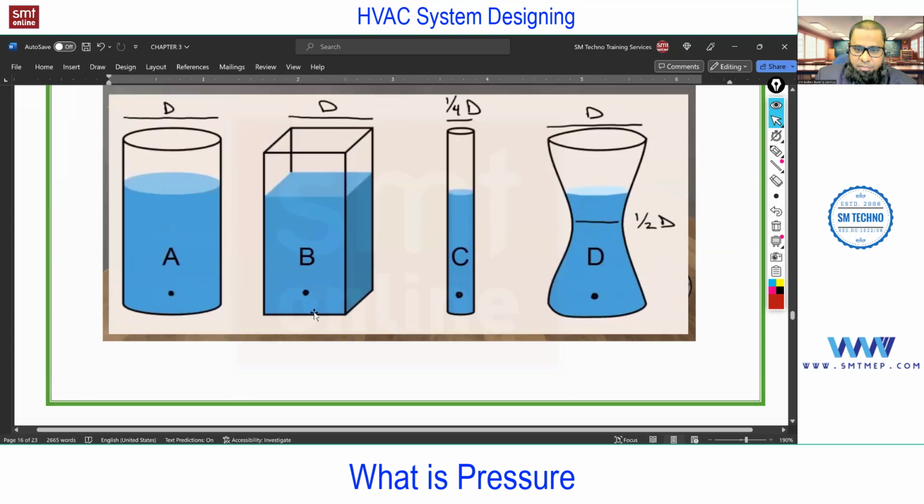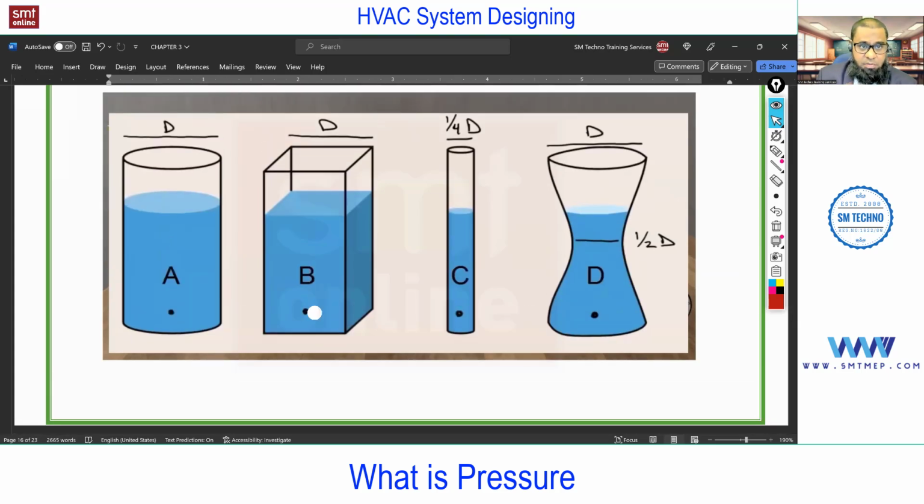In this example, you see I'm considering four containers. Container 1, container 2, this is 3, and this is 4. You can see in all these containers I fill water. Assume it's the same liquid, say water. I'm considering container 1's height as H1, container 2 also H1, container 3 also H1, and container 4 also H1. It means I'm maintaining the same level of liquid column, so the height of the liquid column is the same in all four containers.